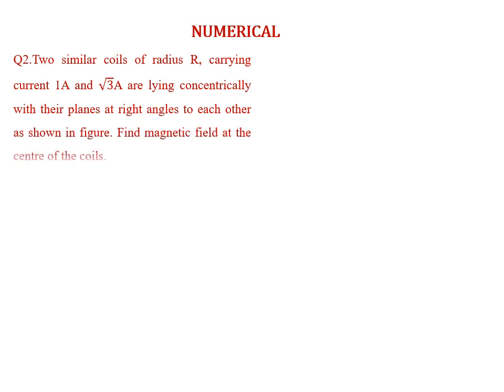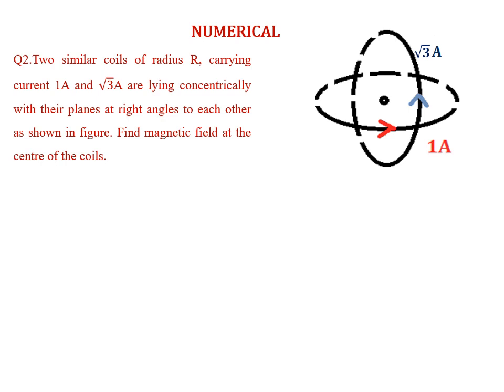Let us take a numerical. Two coils of radius r carrying current 1 ampere and root 3 ampere are lying concentrically with their planes at right angles to each other as shown in the figure. Find the magnetic field at the center of the coils. So we have two coils. The coil with a current of 1 ampere lies in the horizontal plane and the coil with root 3 ampere lies in the vertical plane.